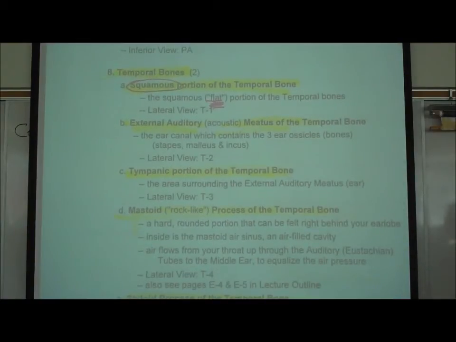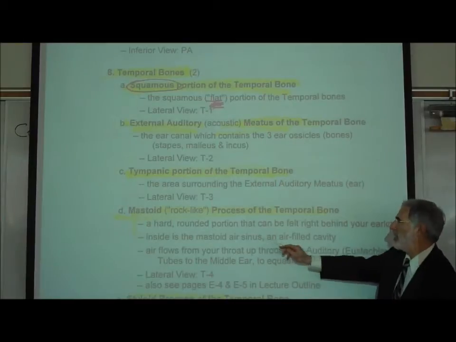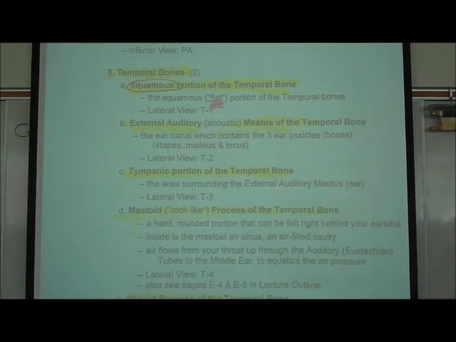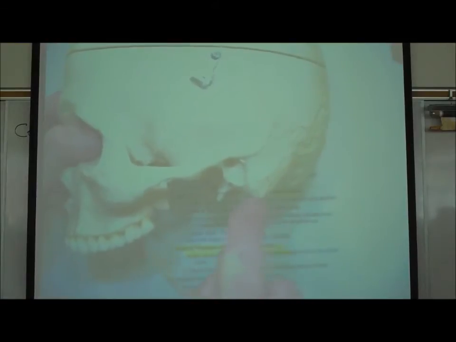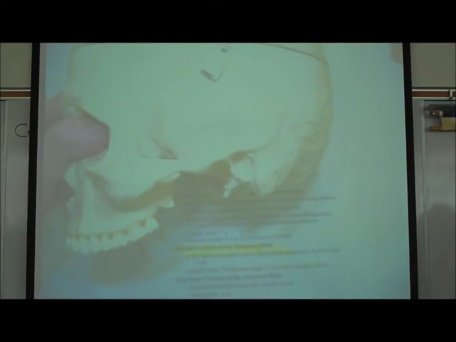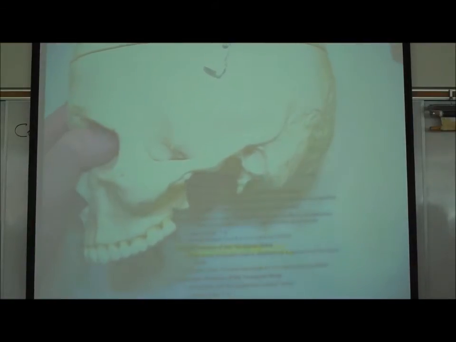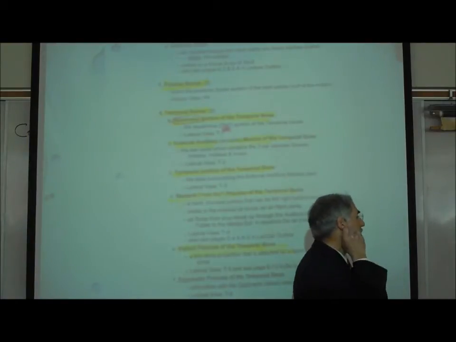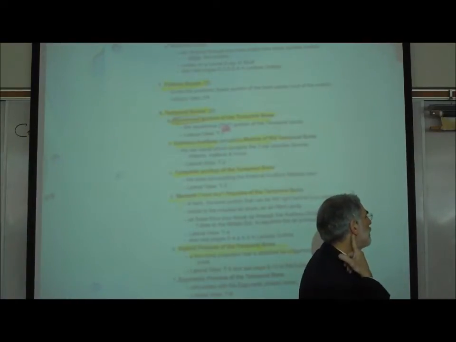Then the mastoid process of the temporal bone, we wrote it's a hard rounded area right behind your earlobe. So you'd say what? So it's this area right here. This hard rounded area right here is the mastoid process of the temporal bone. It's right below the external auditory meatus. The word mastoid means like a rock. It's hard like a rock. Now, in fact, you can feel your own mastoid process if you find your earlobe and then put your finger below your earlobe, and it's hard right there. That's the mastoid process of the temporal bone.